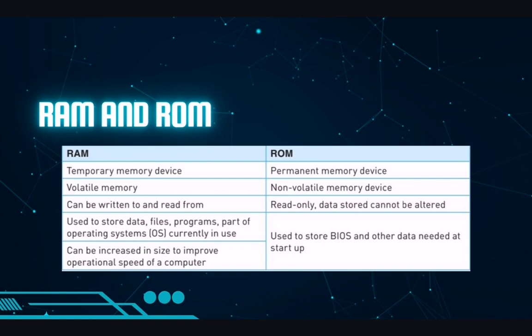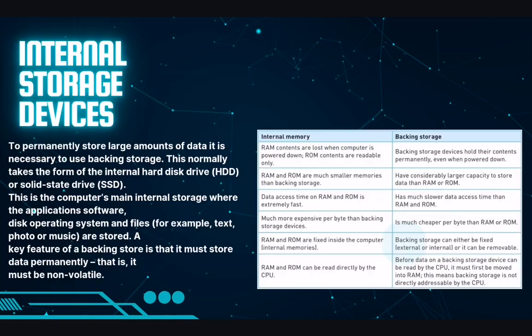ROM is actually the total opposite. It is a permanent memory device. So it permanently stores data even when your computer is turned off, the data is not lost at all, never. So we say non-volatile memory device. But the thing here is that you can only read the data. You cannot alter any data that's stored. It uses a BIOS system to store data and other data to start up.